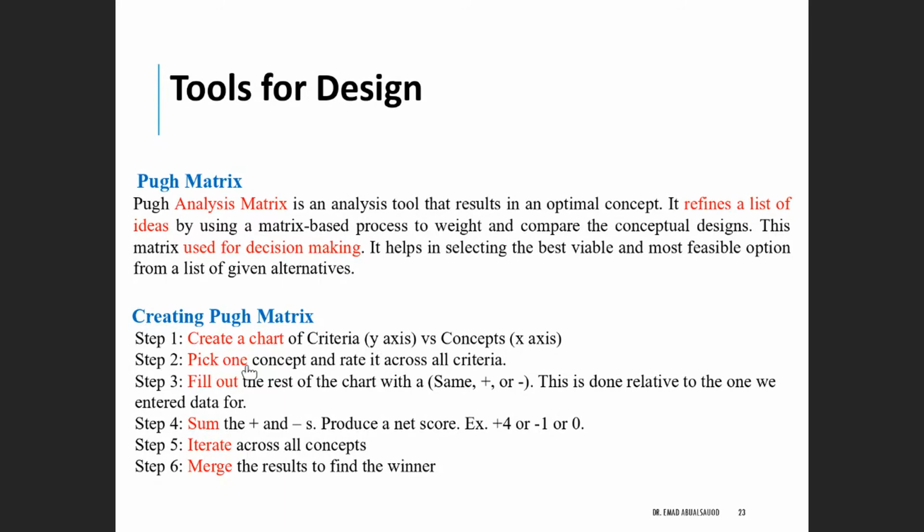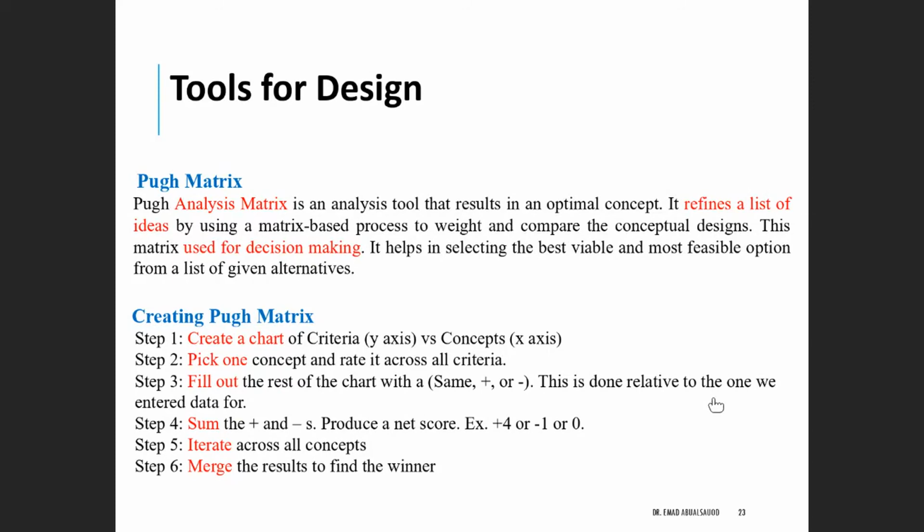And step 2, pick one concept and rate it across all the criterions. And step 3, fill out the rest of the chart with the same. And instead of same, you can use 0, plus or minus, depending on how you evaluate this concept against that criteria. If it's the same as the current process or the current machine you are using, or a certain system that you are using, then you put same or 0. If it's better, then you put plus. If it is less, then you put minus. And we will see in the example.